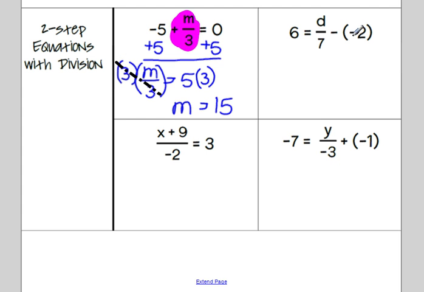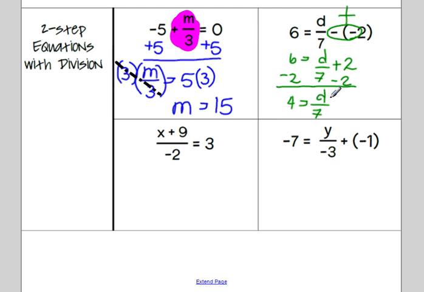Similar to what we talked about before, when we have this minus negative, it is helpful. Sometimes people get in the habit of writing a big plus sign or rewriting the equation. So we would have 6 equals d divided by 7 plus 2. So we need to undo this addition of 2, so we're going to subtract 2. 6 minus 2 is 4. So we're left with d divided by 7. To undo this division of 7, I'm going to multiply by 7 and multiply by 7 on the other side. So d equals 28.